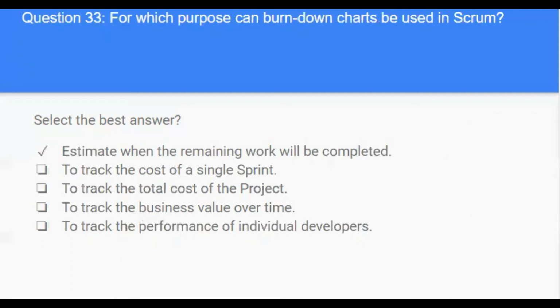Answer. Estimate when the remaining work will be completed. A burn down chart is a graphical representation of the remaining work versus the remaining time. The remaining work is generally on the vertical axis, with time along the horizontal axis.